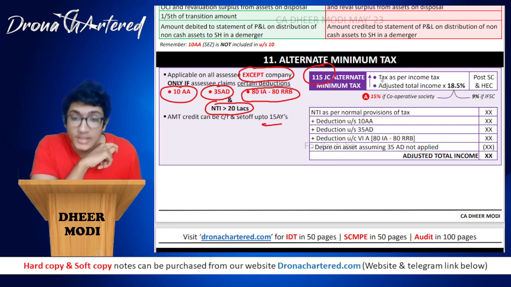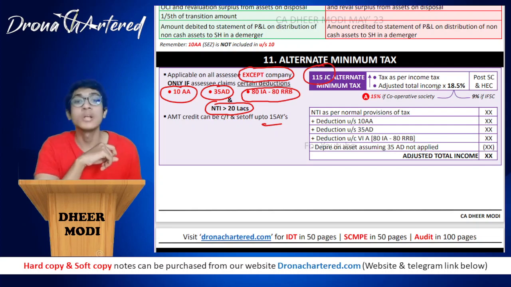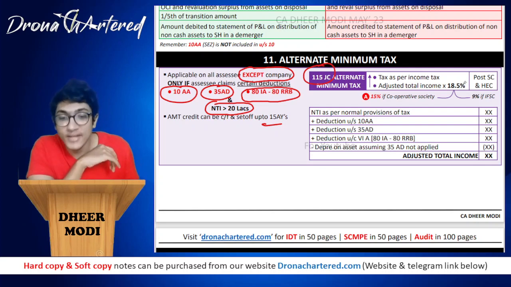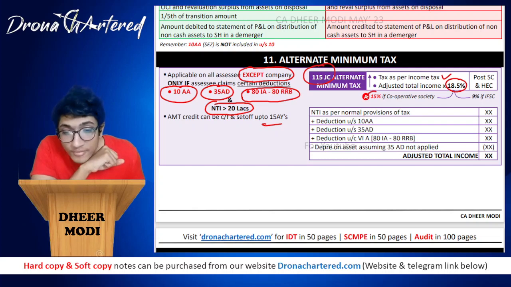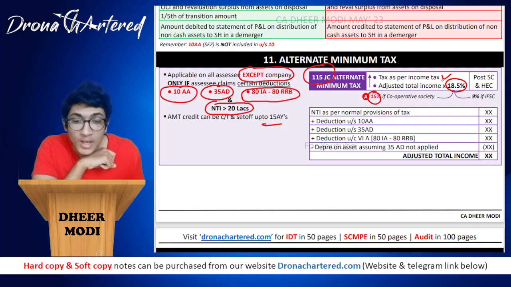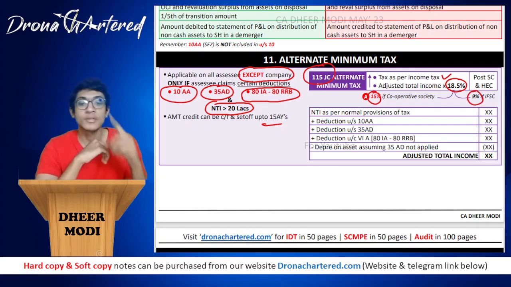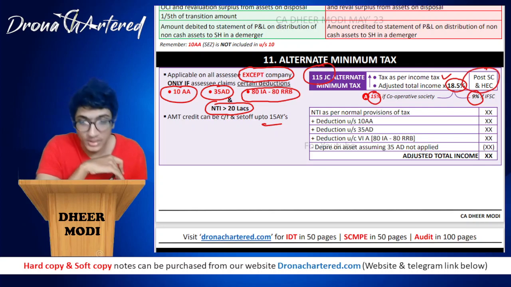So AMT is your higher of tax as per income tax or adjusted total income into 18.5%. That is tax as per income tax. This was the same above also. Over here it is your adjusted total income into 18.5%. Now this 18.5% will be 15% for cooperative society. This is your amendment for May 2023. So instead of 18.5%, you have to multiply this by 15%, and 9% if of course it is located in IFSC. This is the same as above. Of course, this is also again post surcharge and health and education cess.